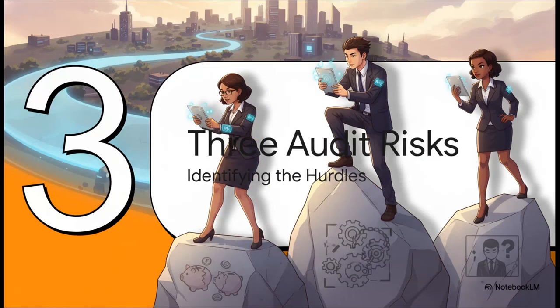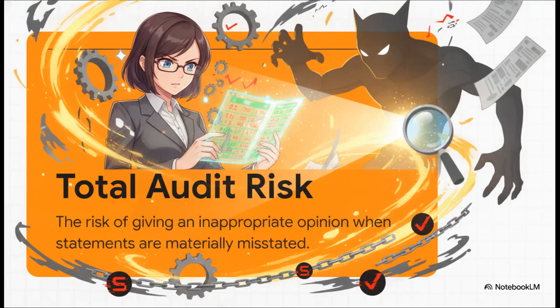That brings us to Section 3, the 3 audit risks. Let's shift into the tactical operation of risk assessment and identify the major hurdles in our investigation. The absolute biggest hurdle of all is total audit risk. This is defined as the risk of giving an inappropriate opinion when the financial statements are materially misstated.